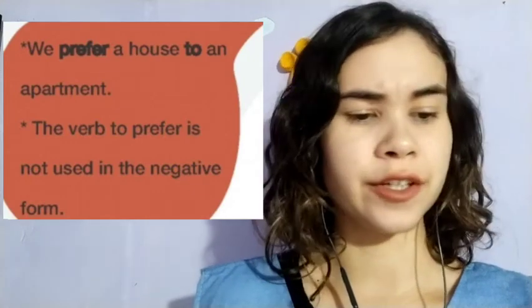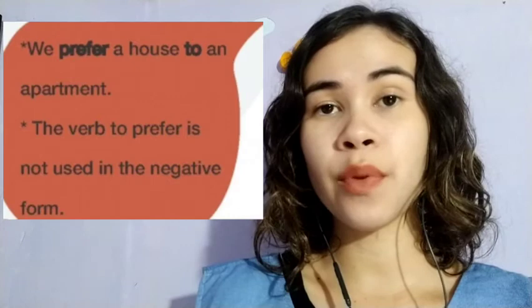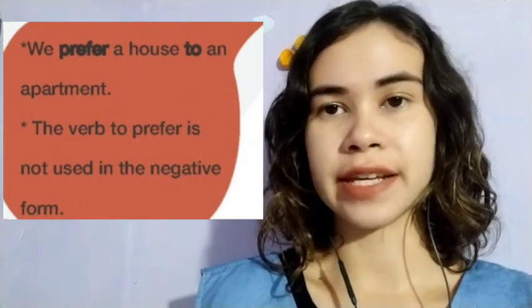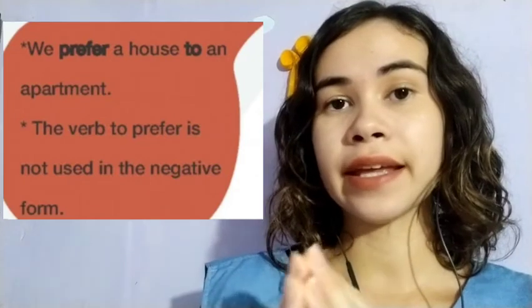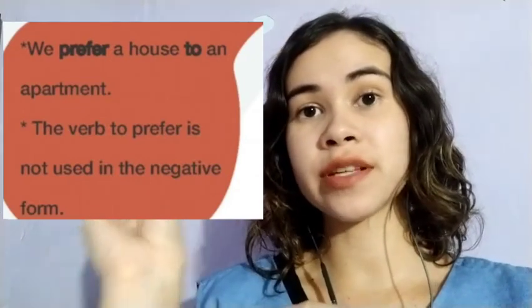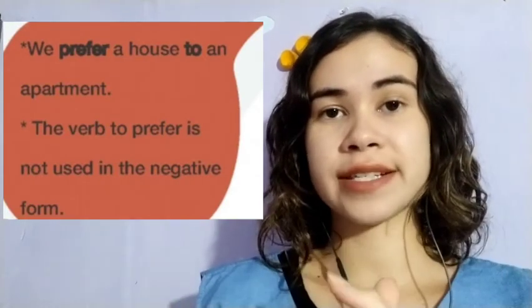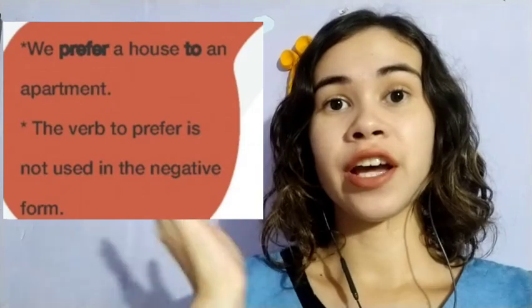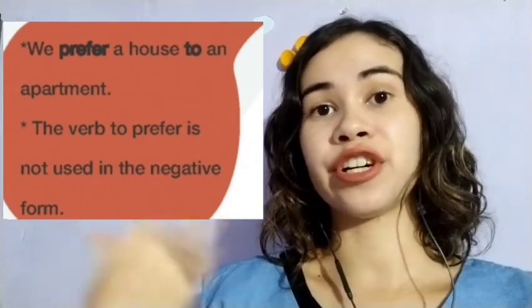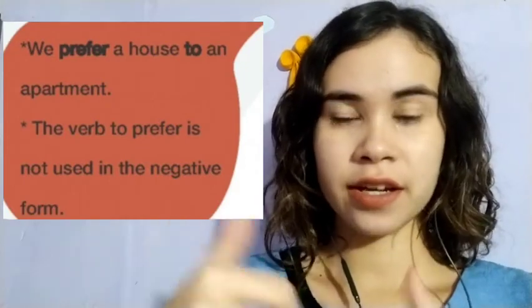Now we have these other hints. Let's read together. We prefer a house to an apartment. Okay, before we keep reading, see that we use "prefer" when we prefer something to another something, okay? So for example, I prefer cake to cookies. I prefer cheese to ham, okay?